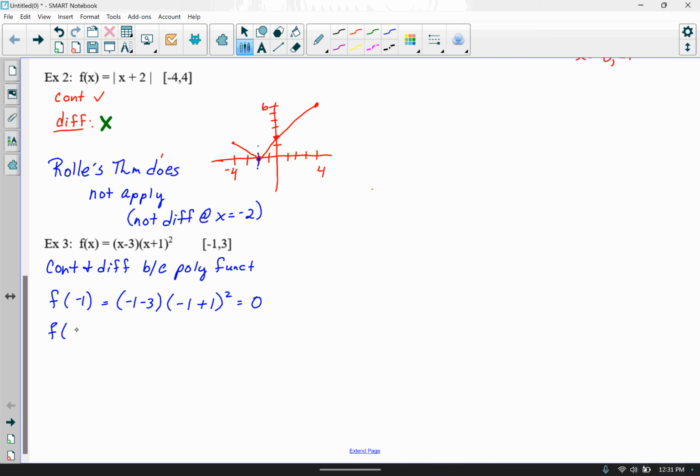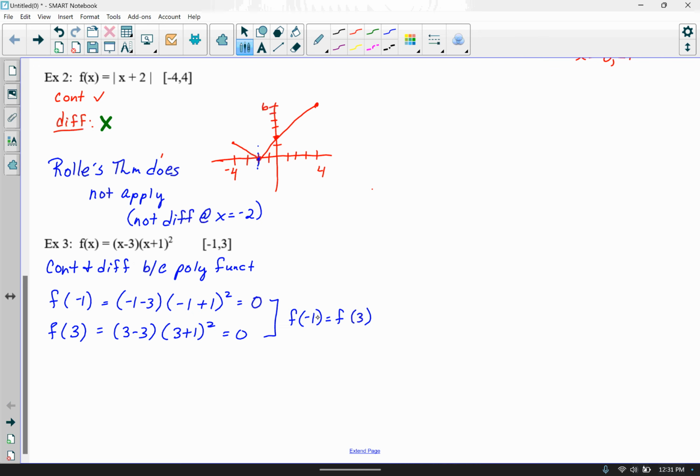All right, let's do f of positive 3. I get 3 minus 3 times 3 plus 1 squared. It doesn't matter about that second parenthesis. The first parenthesis gives me 0. 0 times anything is 0. So we're seeing again here that f of a equals f of b. So Rolle's theorem applies. The polynomial is continuous, differentiable, and my endpoints are equal to one another.